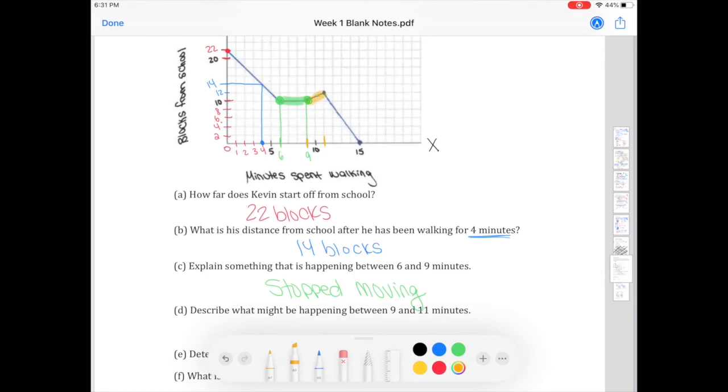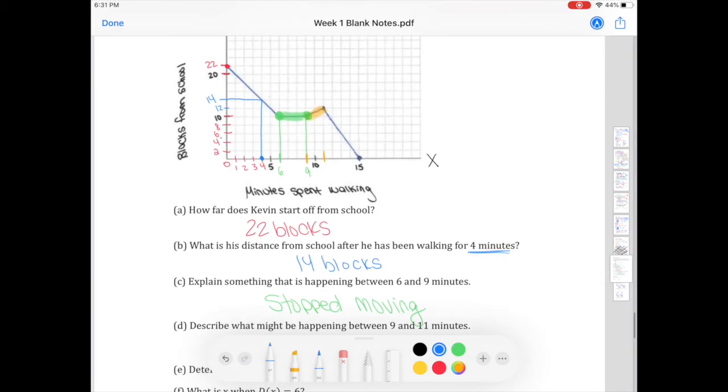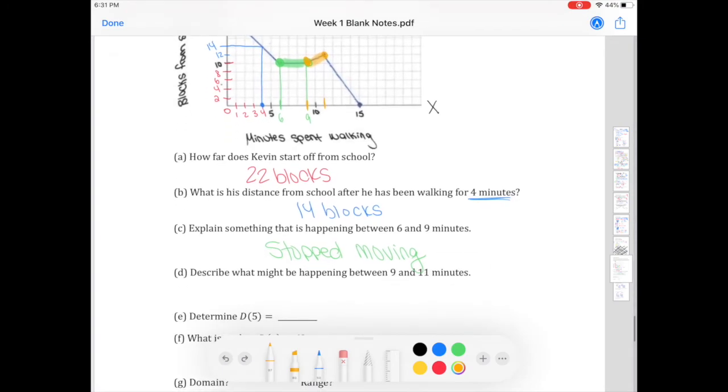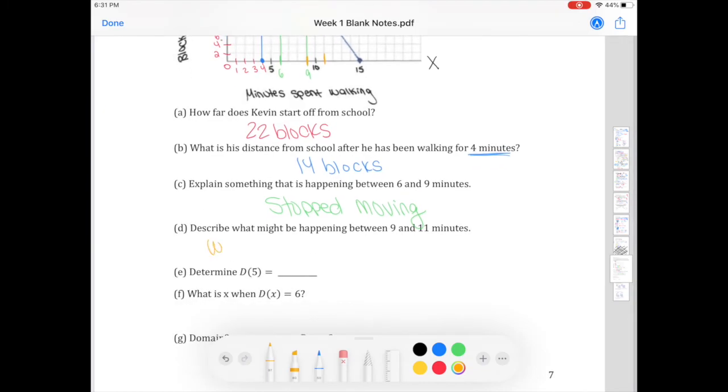Okay, next one, describe what might be happening between 9 and 11 minutes. So 9 minutes is still right here, 11 minutes is right here, so it's talking about this part of the graph where it starts going up again. Remember, we talked about how down means he's getting closer to the school. So if you look at these numbers here, at 9 minutes, he was 10 blocks from the school, and at 11 minutes, if I draw that line over, he was 12 blocks from the school. So he's walking to school, but he was walking in that moment for those 2 minutes away from the school. So that's ultimately what happened.